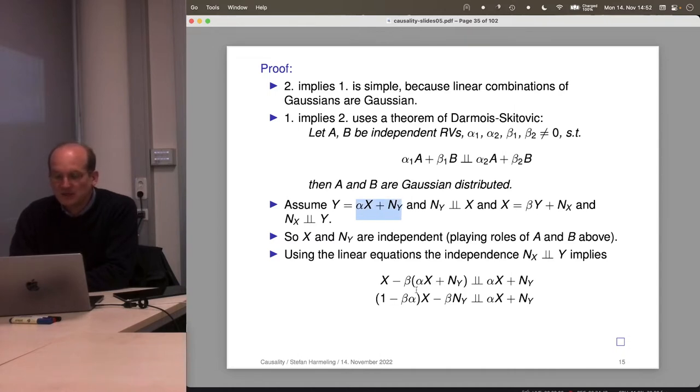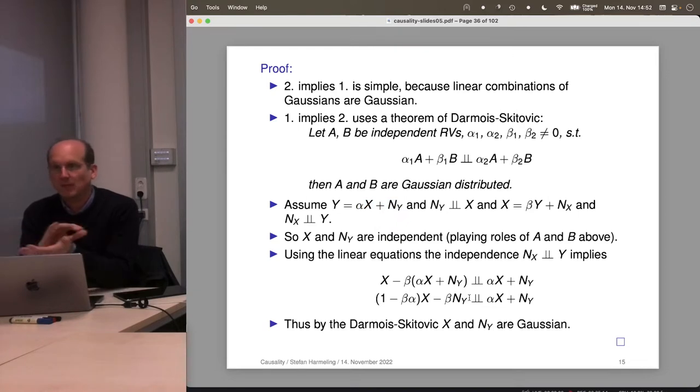Now, if I do a little bit of reshuffling, if I drag out the x, then I have 1 minus beta alpha times x minus beta, and this noise variable is independent of alpha x plus ny. And here we have now our coefficients alpha 2, beta 2, and this minus beta is beta 1, and this 1 minus beta alpha is alpha 1. So we've shown now two linear combinations which are independent of each other. And then comes Darmois-Skitovich that says everyone must be Gaussian. Everyone in the room is Gaussian. Otherwise, this is not possible. So that's the proof from 1 to 2.